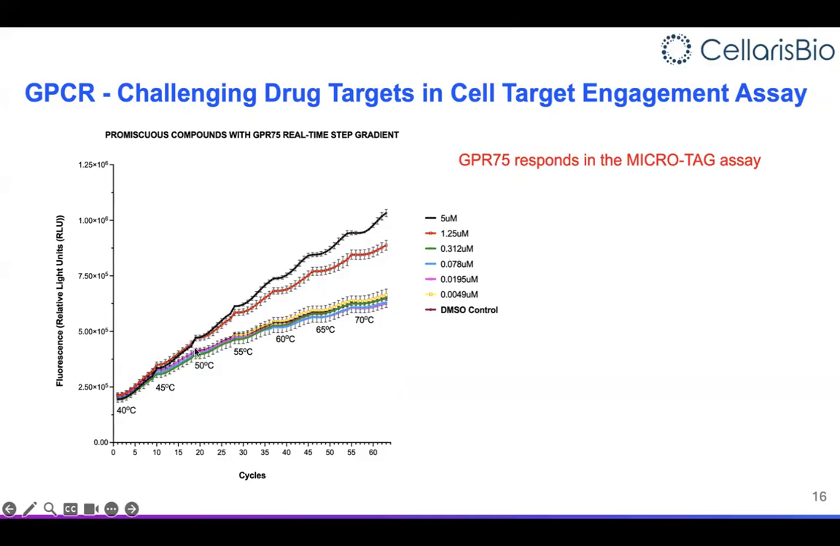45 and 50 degrees Celsius, there's separation or stabilization of the signal in the presence of 1.25 micromolar of the promiscuous compounds, and still further increase in the presence of 5 micromolar compounds. So what this data tells us is GPR75 microtag construct behaves very well in this assay and can be used to screen compounds for binding molecules for this particular construct.